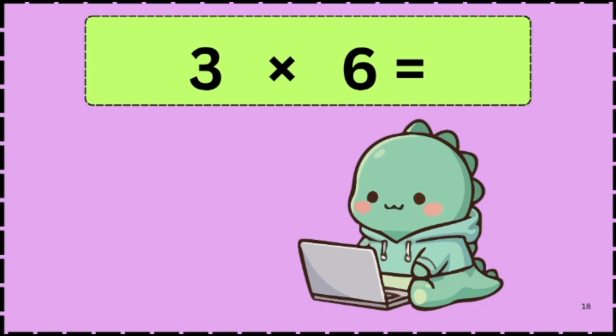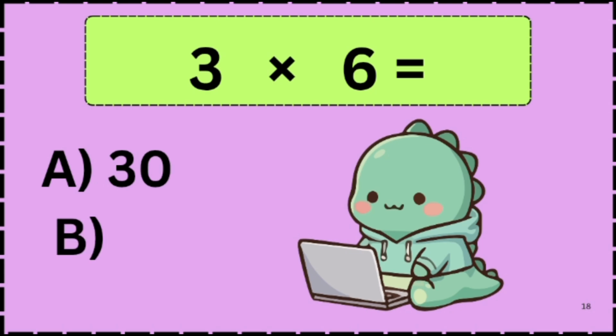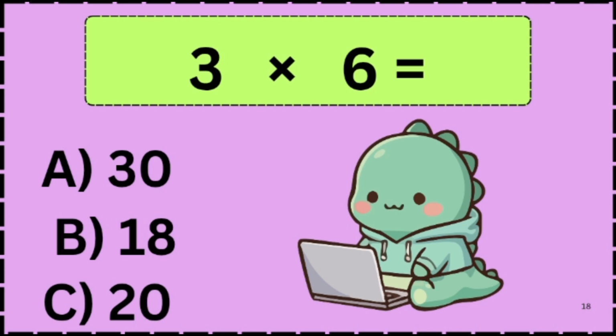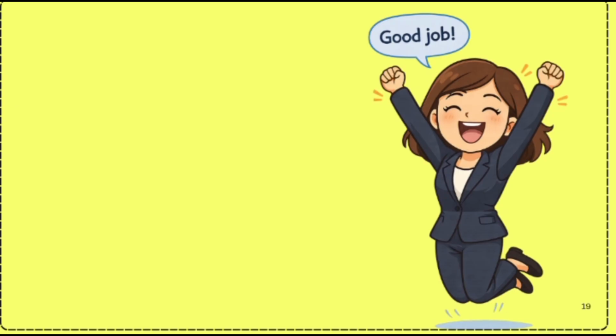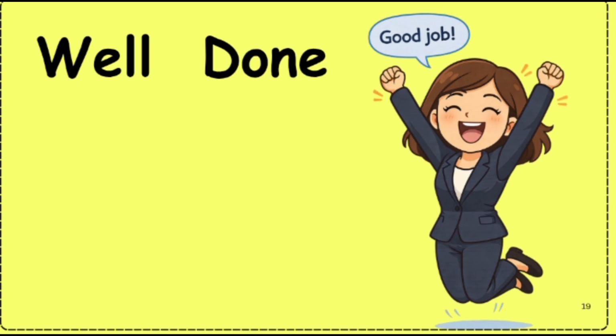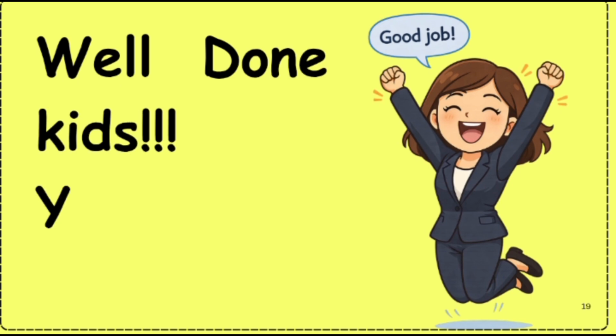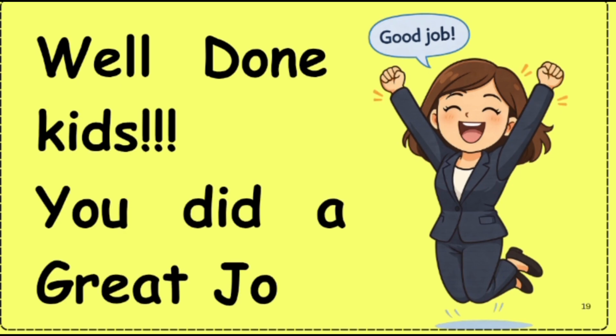3 times 6 is equal to A 30, B 18 or C 20. The answer is B 18. Good job. Well done, kids. You did a great job.